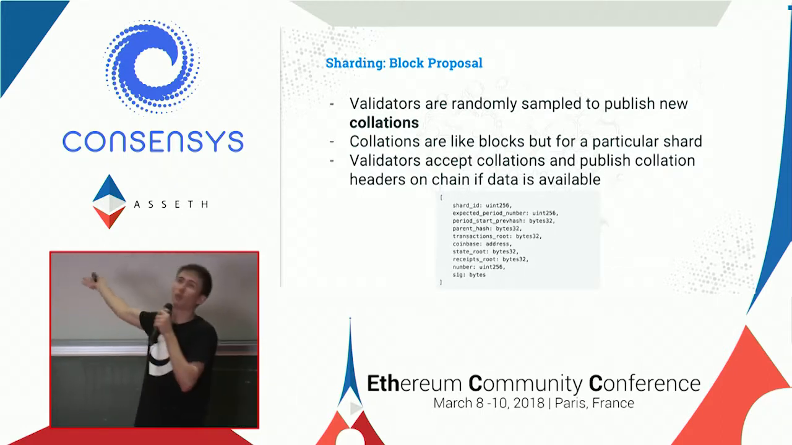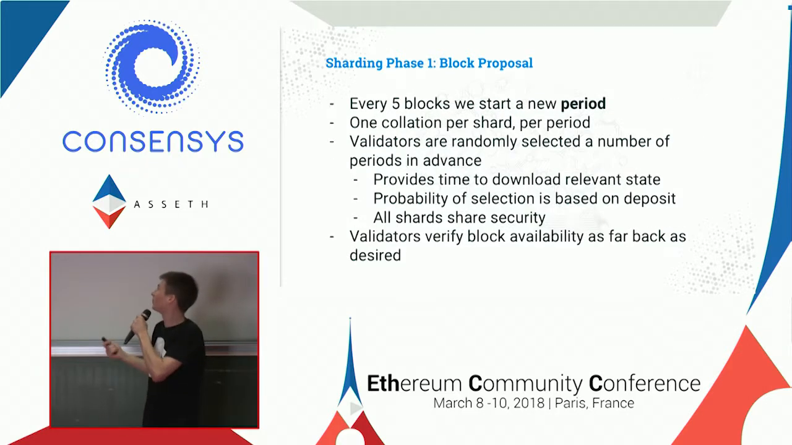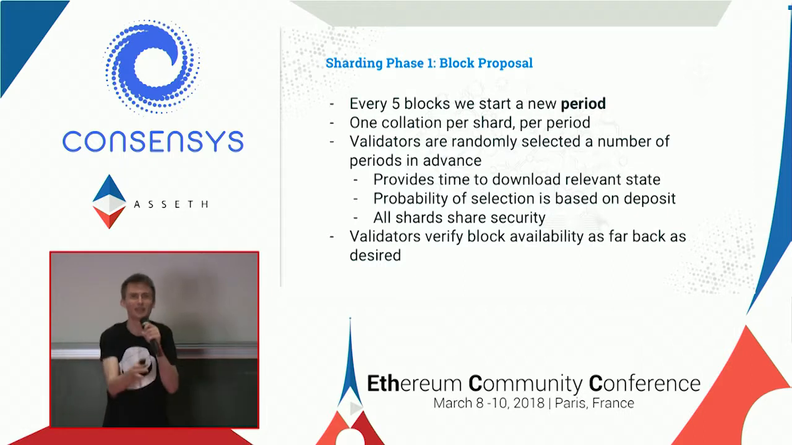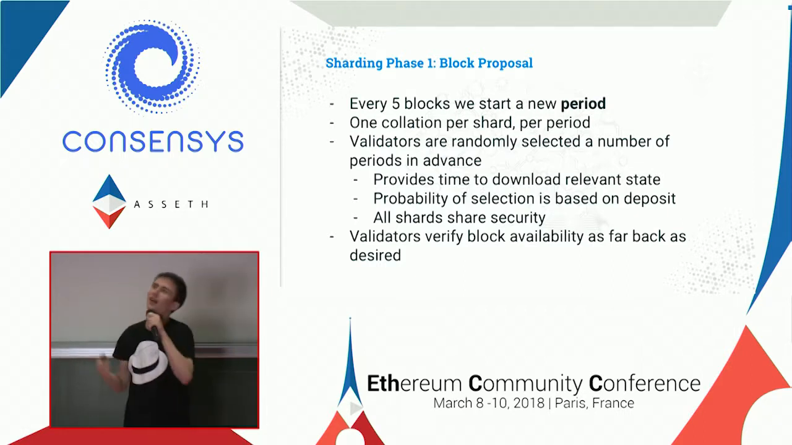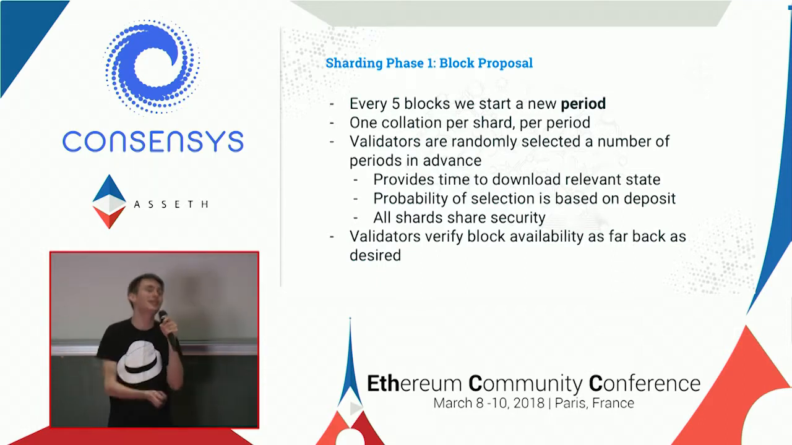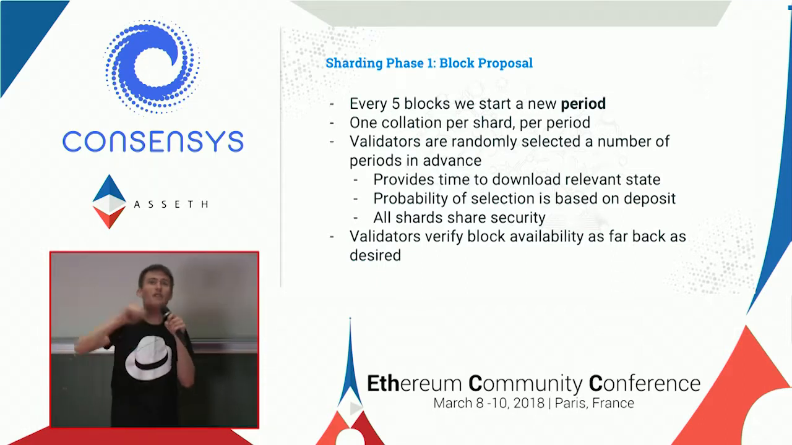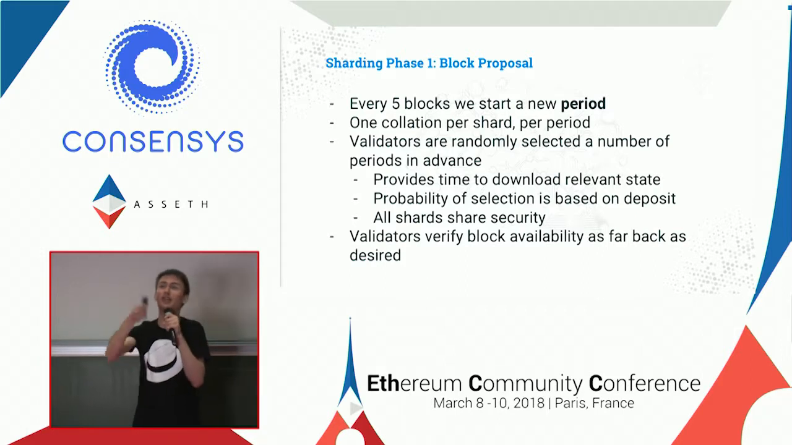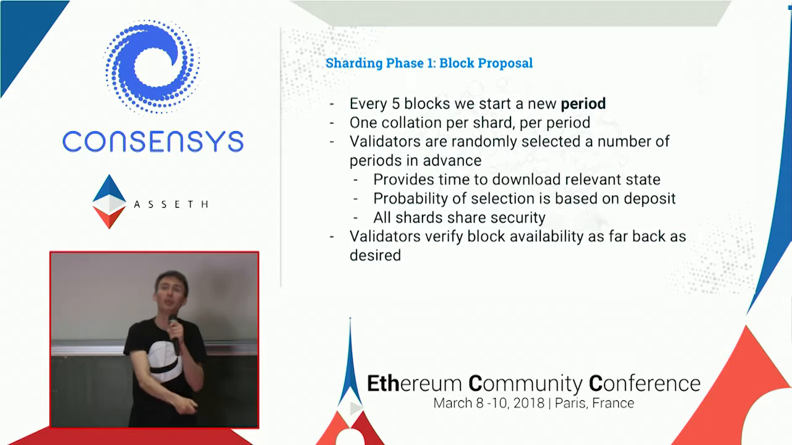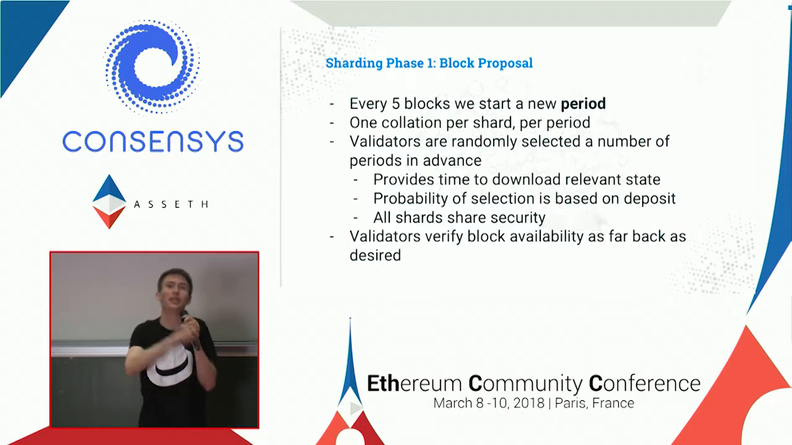This is what a header looks like, but I don't think we have time to go into it. Now, the other thing is there are these periods. Periods, yet another term, I'm sorry. It's basically 5 blocks right now. It can change. The idea is that it's the number of blocks it takes for every shard to have inputted a collation header into the main chain. So once per period, every shard should be able to update.